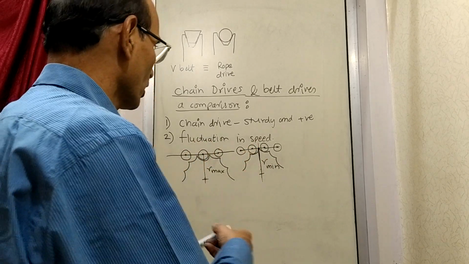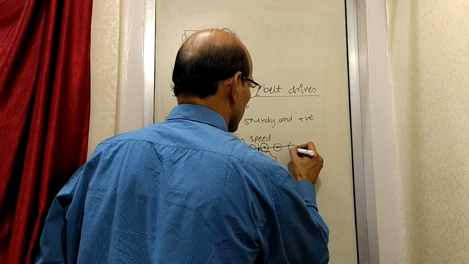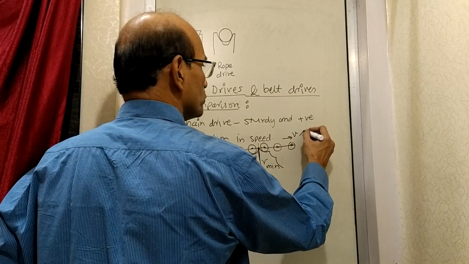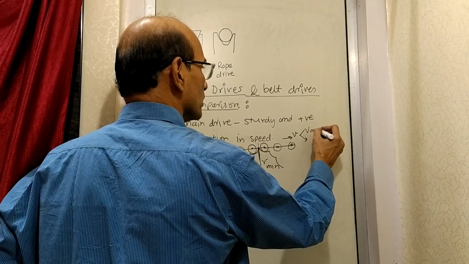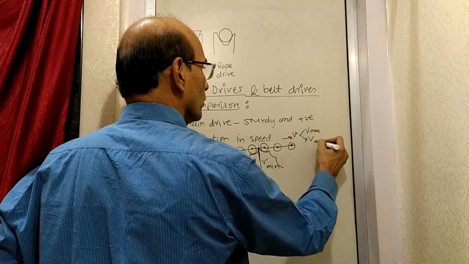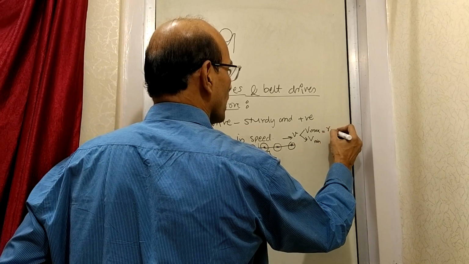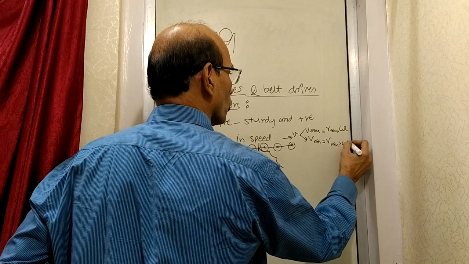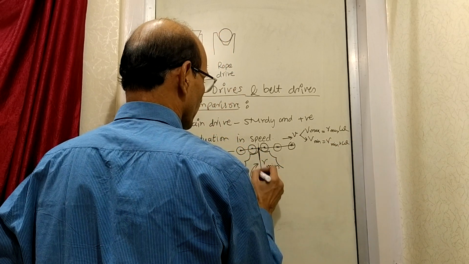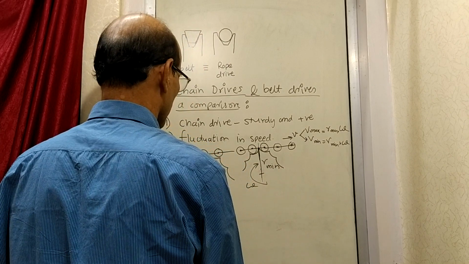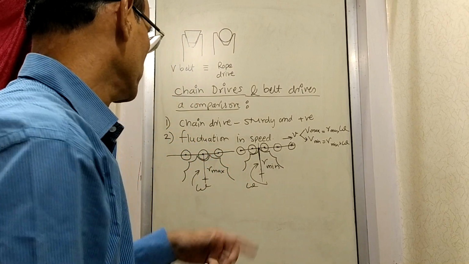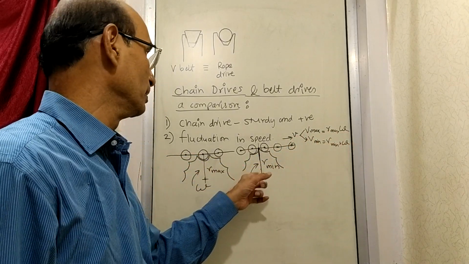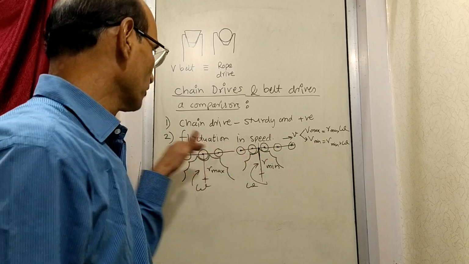Because of that, this is the velocity of the chain. The chain is moving like this with a certain velocity. Now this velocity is going to change from V max to V minimum. What is V max? R max into omega, and this is R minimum into omega, where omega is angular velocity. So angular velocity into radius is V. V is equal to R omega. So R max and R minimum give V max and V minimum. So there is a fluctuation in the speed.